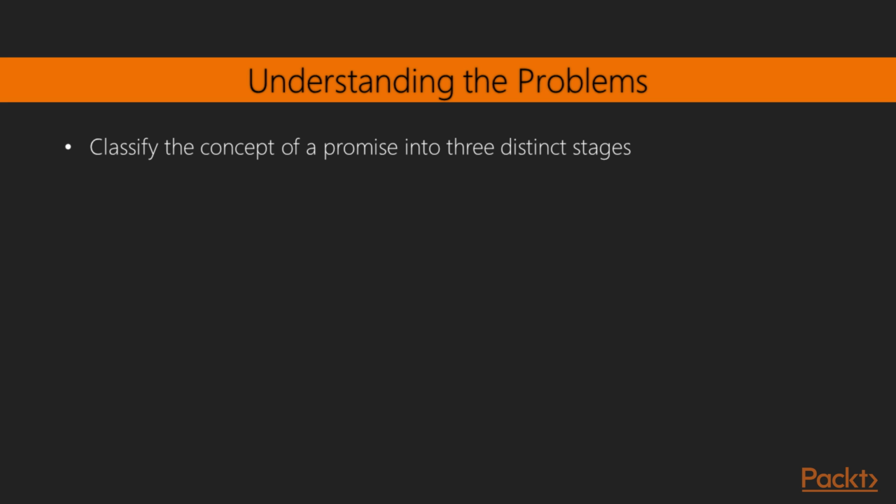You can classify the concept of a promise into three distinct stages. Initialization. Initialization means you have a piece of work that you want to accomplish, and you want to define what should happen when this work is completed. You do not know whether this work will ever be completed. Also, the work may either fail or succeed.